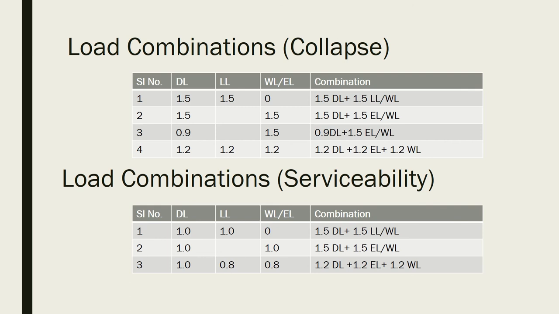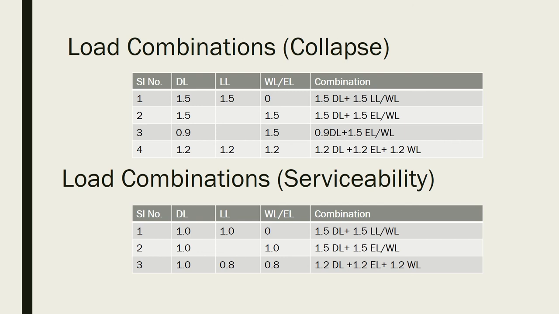So it is very rare that you are having a 8 or 9 Richter scale earthquake at the same time you are having 50 kilometer per hour of wind. So the probability of occurrence of load is very less, so that is why either we are considering the wind load or either we are considering the earthquake load.